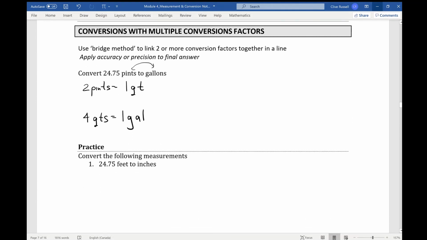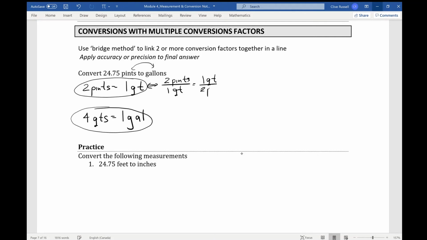So we know that 2 pints make 1 quart, and 4 quarts make a gallon. Now from here, we could write 2 unit factors. 2 pints over 1 quart. It's the same as 1 quart over 2 pints.